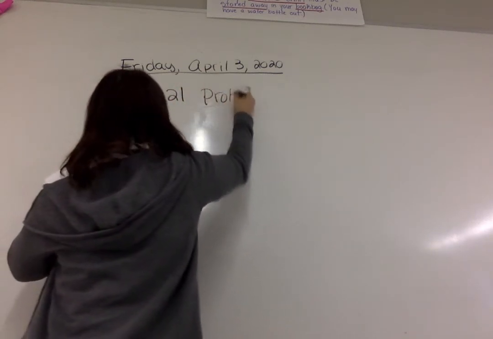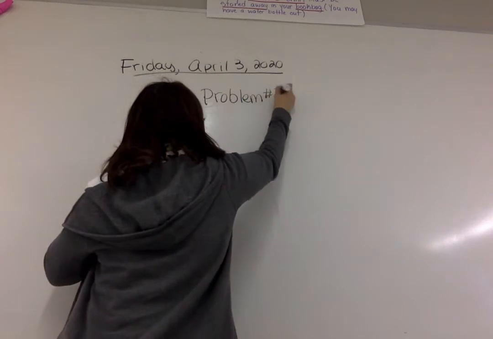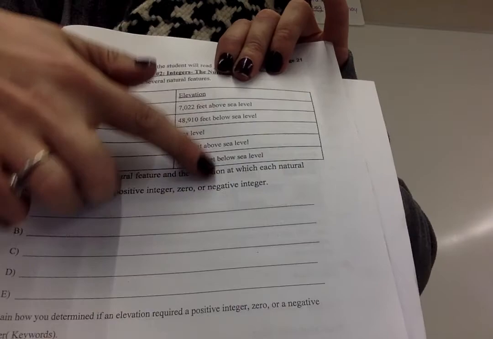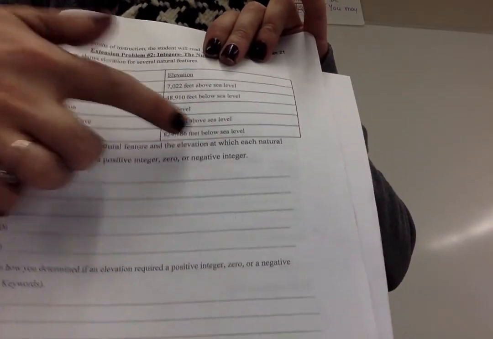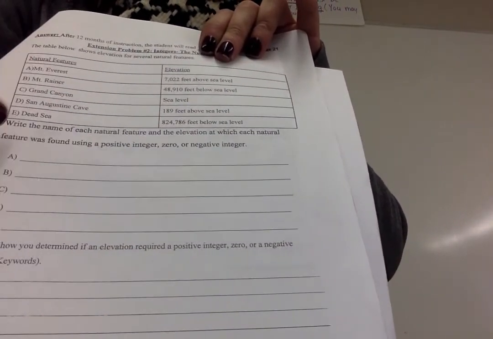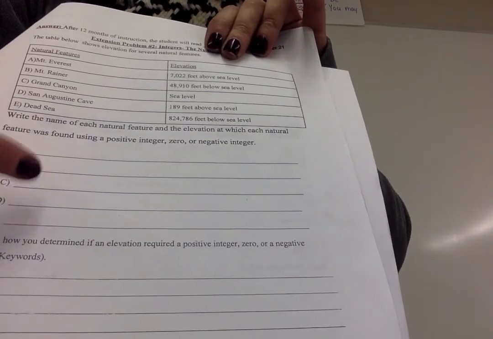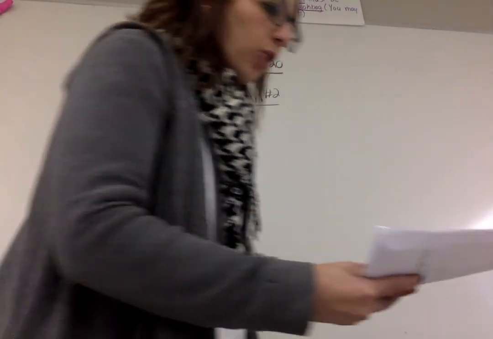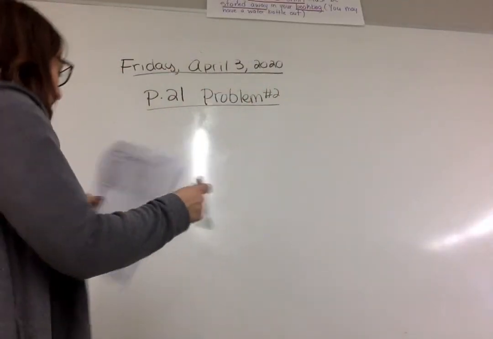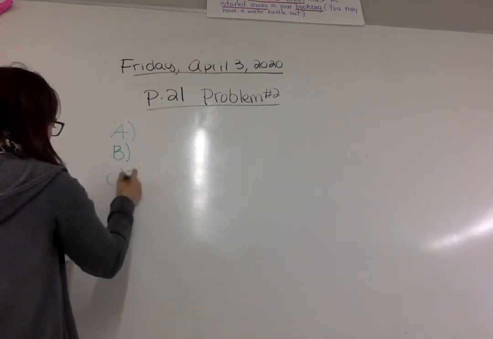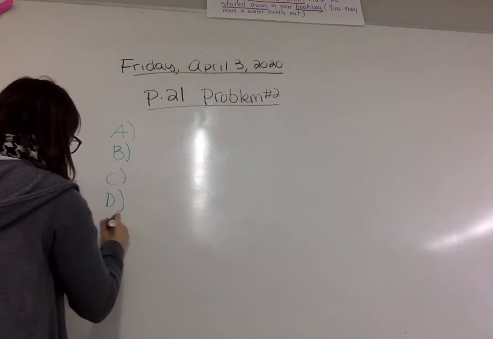Problem 2. This one's pretty straightforward. We have a chart here that I'm not going to write because you have the chart. What we have to do is turn the elevation into an integer, write it here, and answer the question. We're taking the natural feature, turning it into an integer, writing it on the line, and then answering the question. So I'm just going to get right to the question where it says, write the name of the artifact. Part A, Part B, Part C, Part D, Part E.